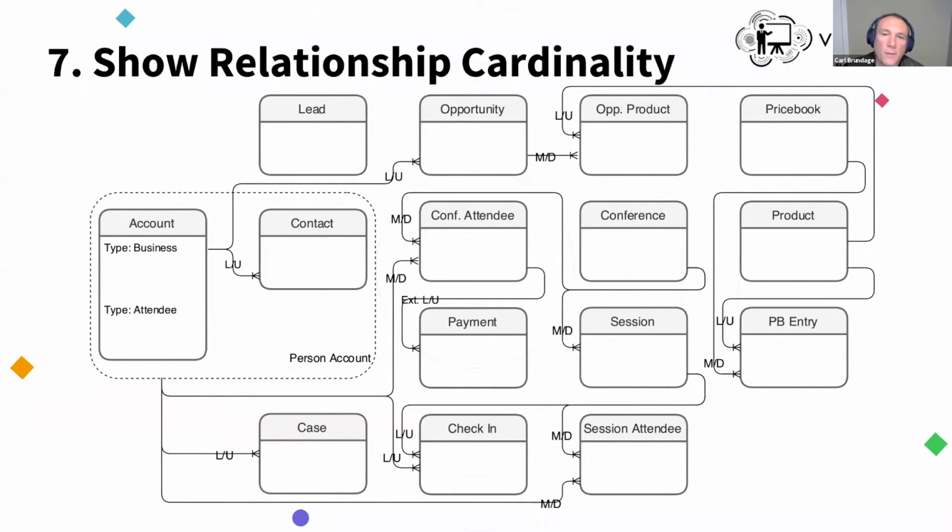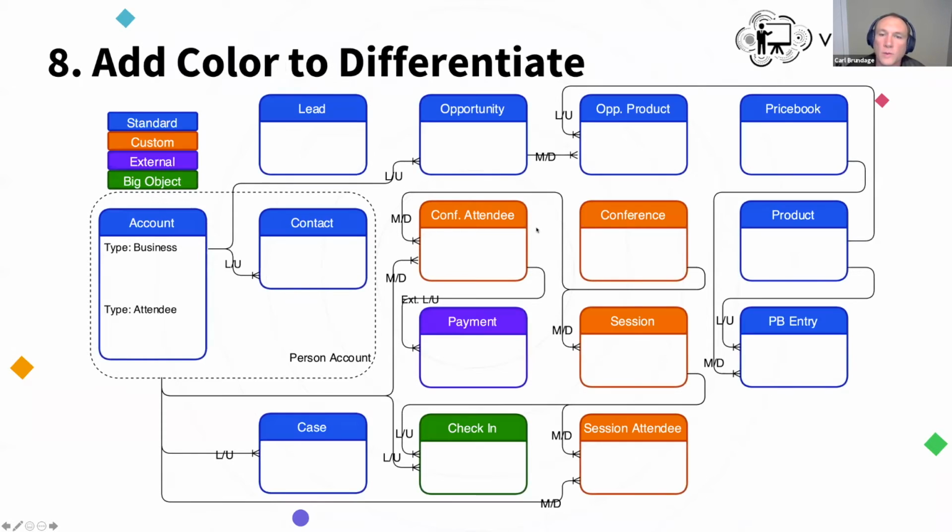The other thing when I stop and look at this, it's really not easy for me to tell what's standard, what's custom, what may be something special, like a big object. That's where I like to add color or shapes if you don't want to use color. So now it's pretty easy to see everything in blue is a standard Salesforce object. Everything in orange, I've created custom. I have payment as an external object that doesn't reside in Salesforce, and then green for a big object.